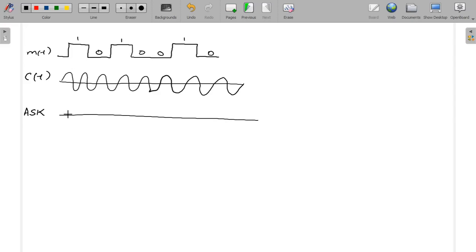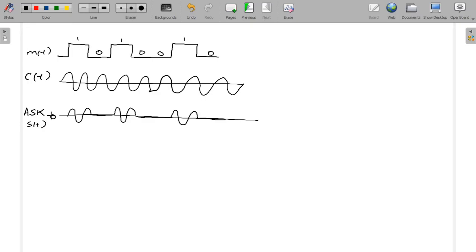So when there is 1, there will be the presence of signal. When there is 0, there will be absence of the carrier signal. Now again it is 1, so it will be like this. Now again the carrier signal will be absent up to here. Now again it will be like this. So this is our ASK signal, that is s(t).